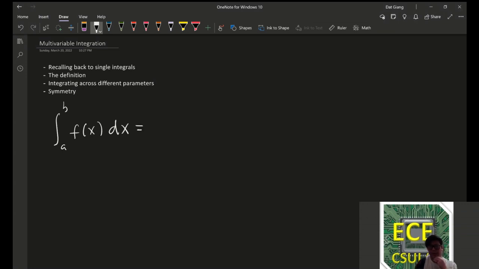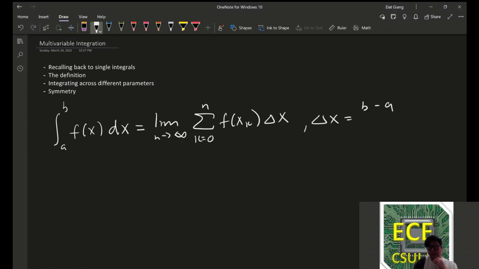and this was equal to the limit as n goes to infinity of the sum from k starting from 0 of f of xk delta x, where delta x was our fixed width given by the difference between b and a divided by n.